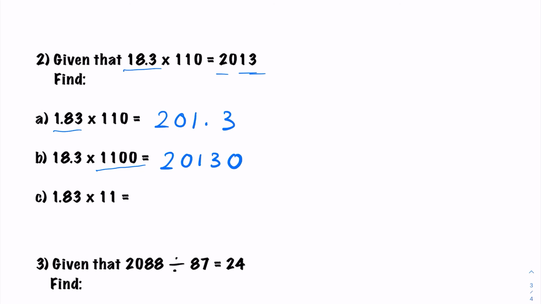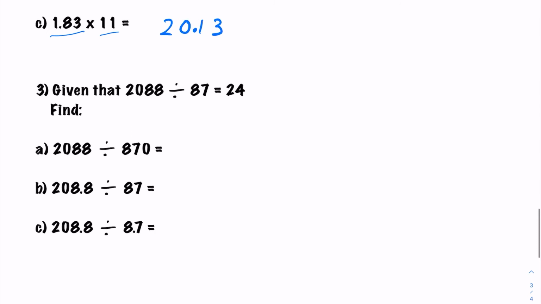1.83 times 11. Now both of these numbers, 1.83 and 11, you can see are 10 times smaller than the original sum. So we've divided 18.3 by 10 and 110 by 10. So we've divided by 10 twice. Now that has the effect of making the original number, 2013, 100 times smaller. It's basically going to take 2013 and move the decimal 2 places to the left. So we're going to get 20.13, and that would be your final answer.